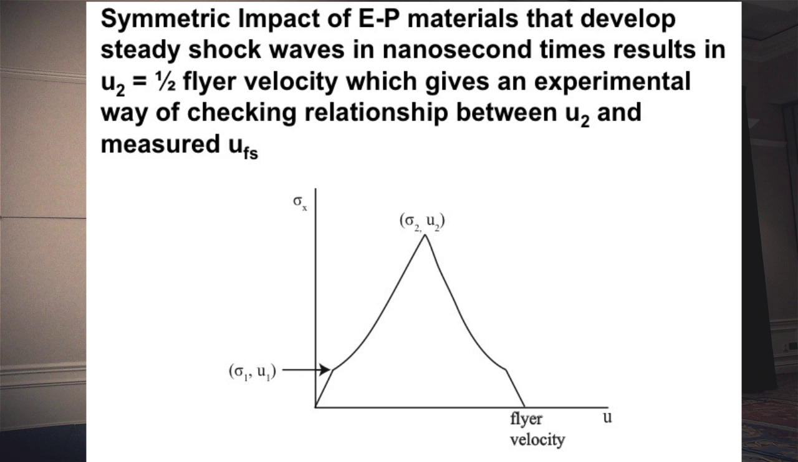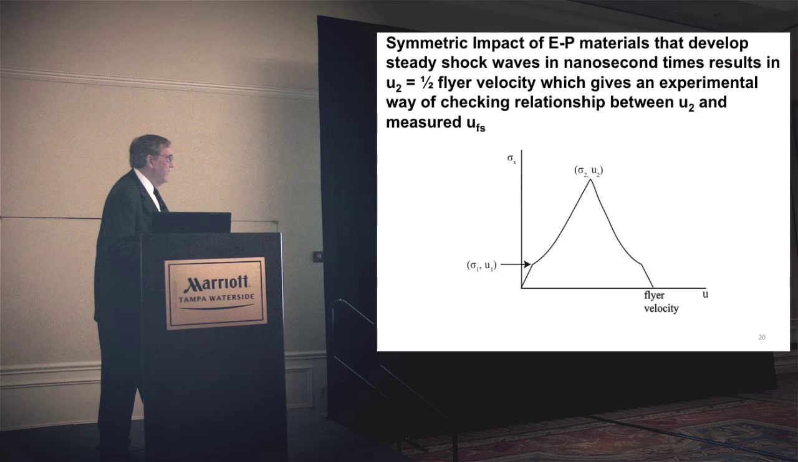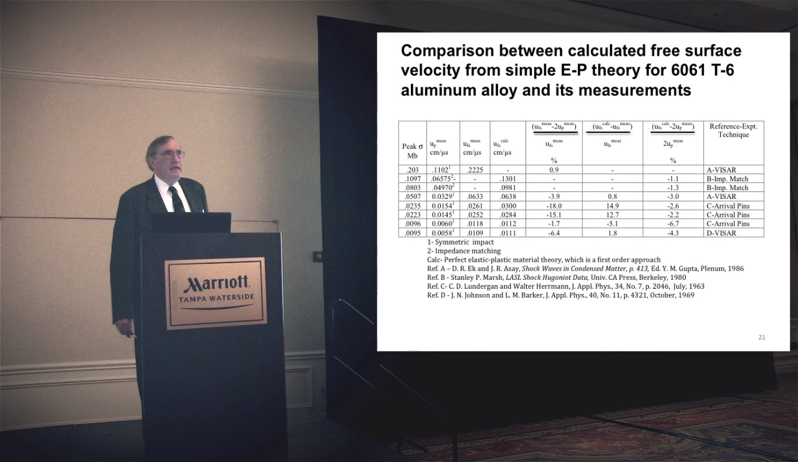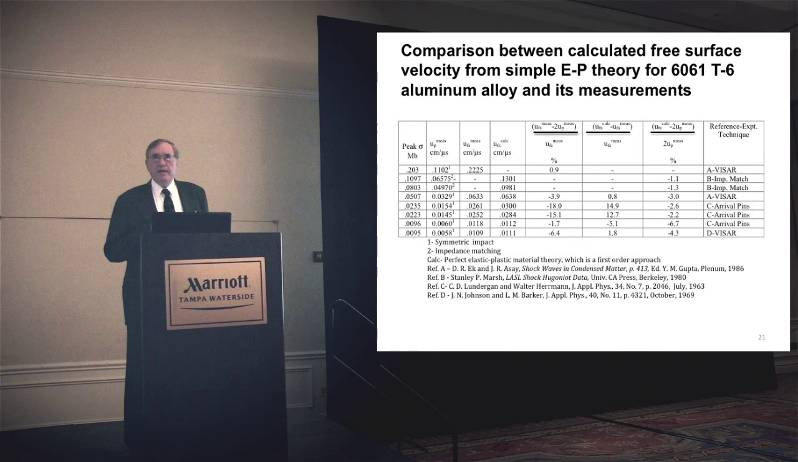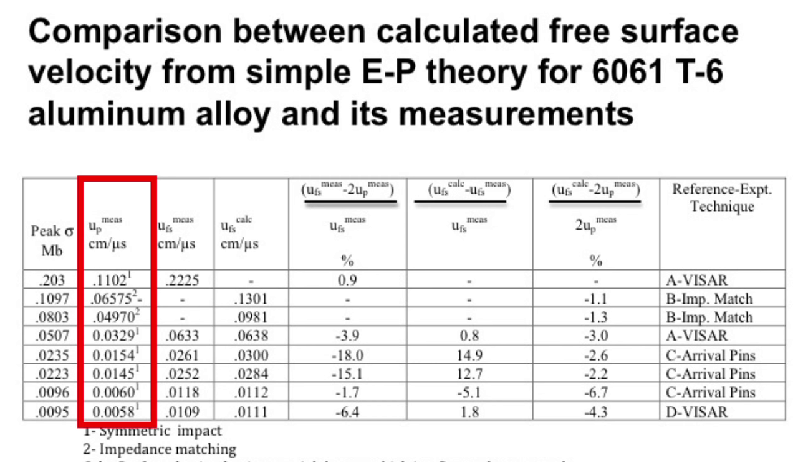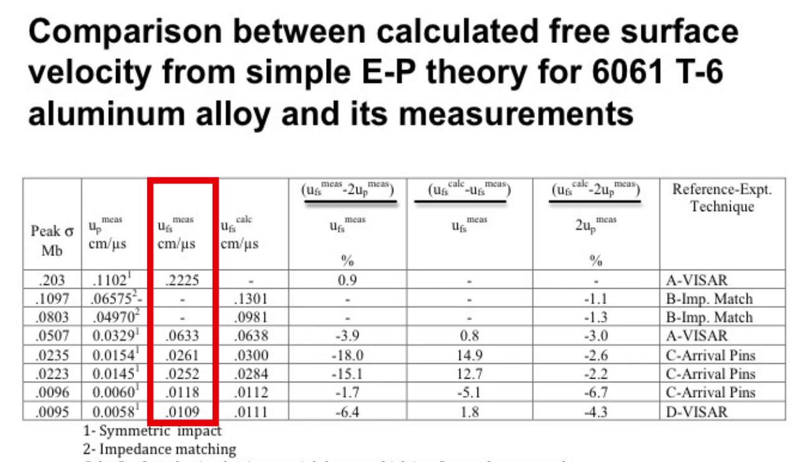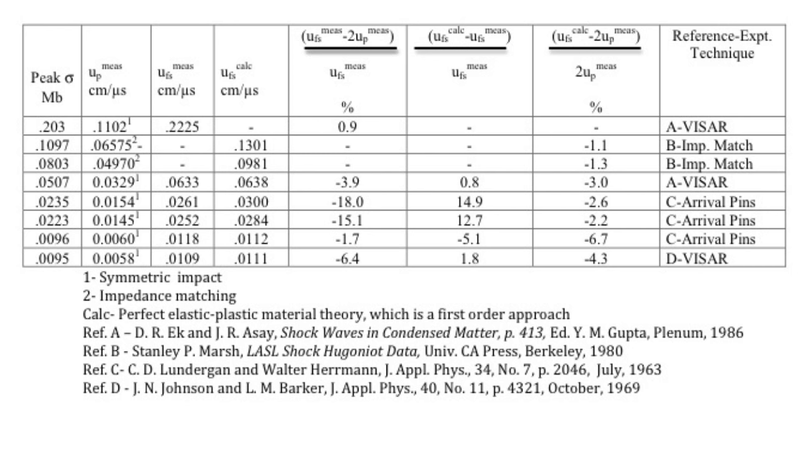So measuring the gun velocity, or the projectile velocity, if you're doing symmetric impact, gives you exactly what the particle velocity is. In doing that, what I've done here is some comparisons, and let me explain what is in this table. First of all, here is the particle velocity measured. This is the free surface velocity measured from the data I found. Jim Say has some points in his paper where they did both. That's what I was looking for, both symmetric impact and free surface velocity measurements, so that I could do this comparison. And other people, Lundgren and Herman and Johnson and Barker.